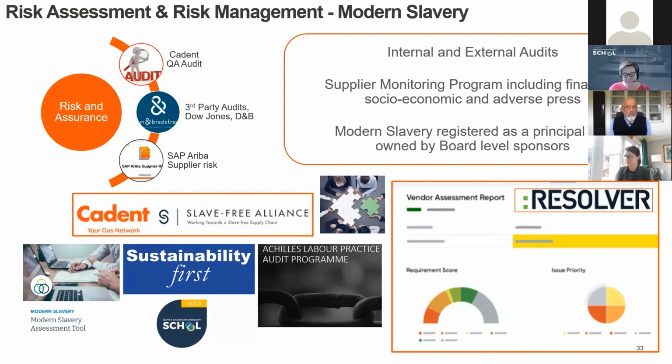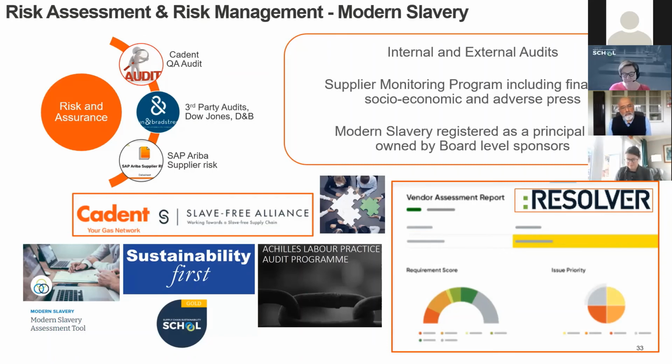We have a Cadent QA team that reports into me, and they sit within procurement, and that has been done on purpose. They would go out and audit our suppliers and subcontractors. And when they do that, there is a well-defined question set that caters for modern slavery. So that is one aspect of it.